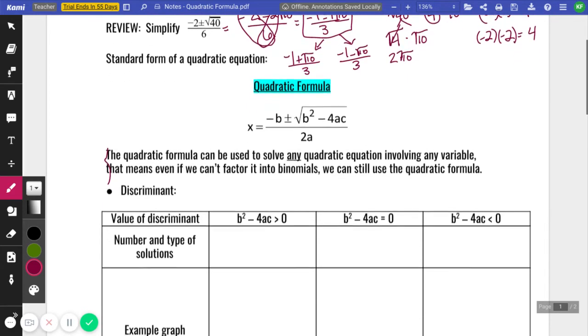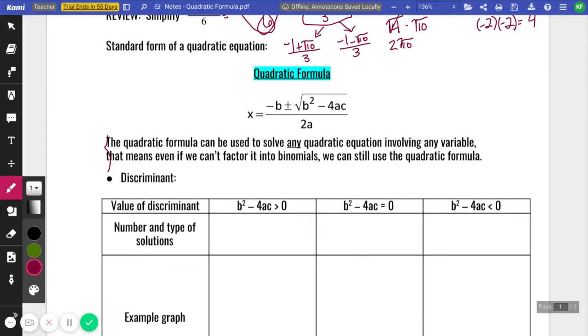Now we're going to get right into the new stuff. So the standard form of a quadratic equation, and I kind of wrote in that area, so I'm going to write it down here, is ax squared plus bx plus c. So remember, a, b, and c are coefficients, and then we obviously have to have the x squared to be a quadratic function.